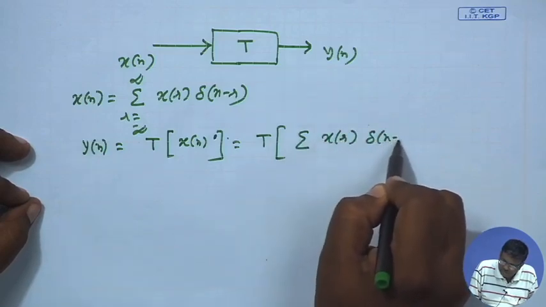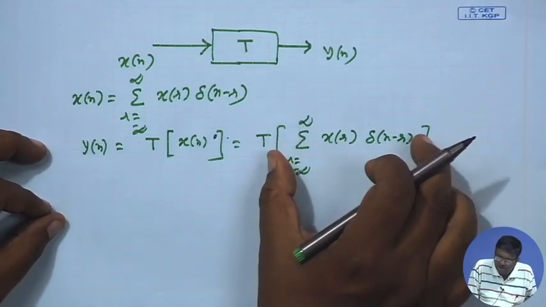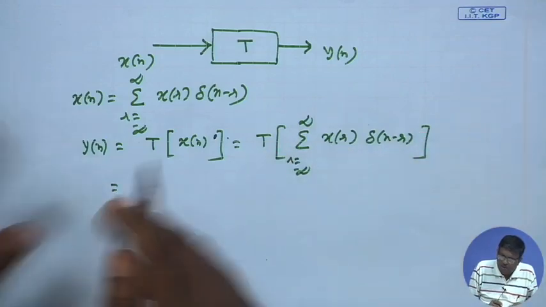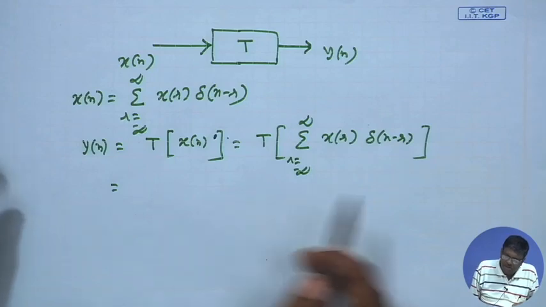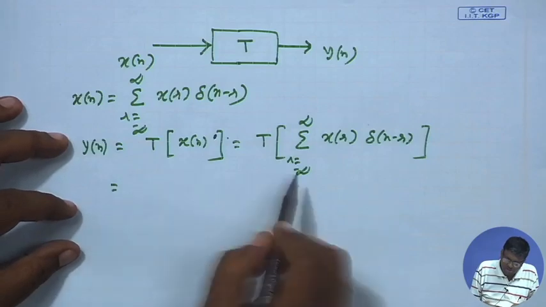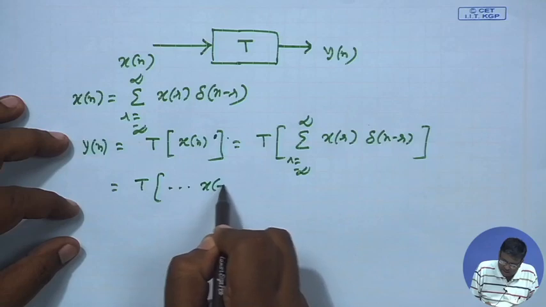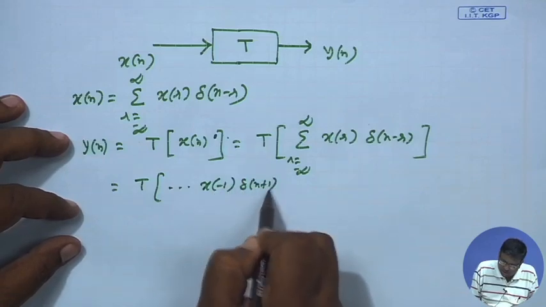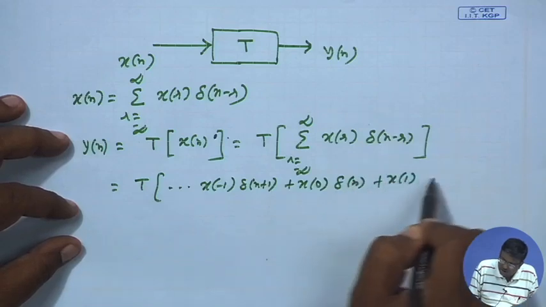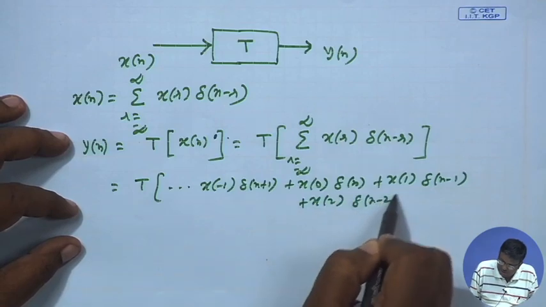Now, the system is linear, and it is a summation of various subsequences, right. So, the overall response will be the summation of individual responses because of linearity. If I write the summation in the detailed way, in this manner: x minus 1 delta n plus 1, x 0 delta n, x 1 delta n minus 1, x 2 delta n minus 2, and so on.